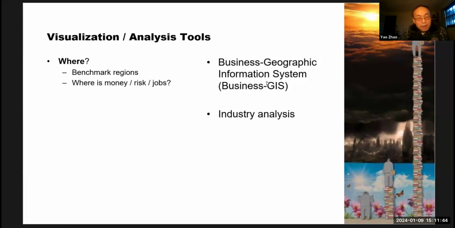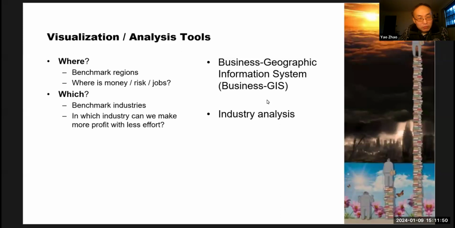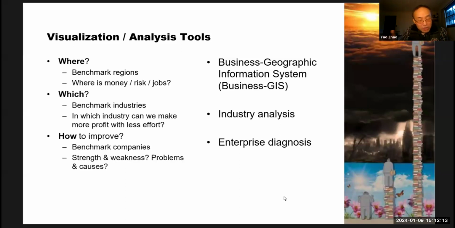Now, the second type of analysis tool that we should have is industry analysis, which allows us to benchmark different industries and answer questions such as in which industry we can make more profit with less effort or cost. Now, we should also have enterprise-level or company-level analysis tools that help us benchmark companies, discover strengths and weaknesses of a company relative to its competitors, and help that company identify problems and causes.